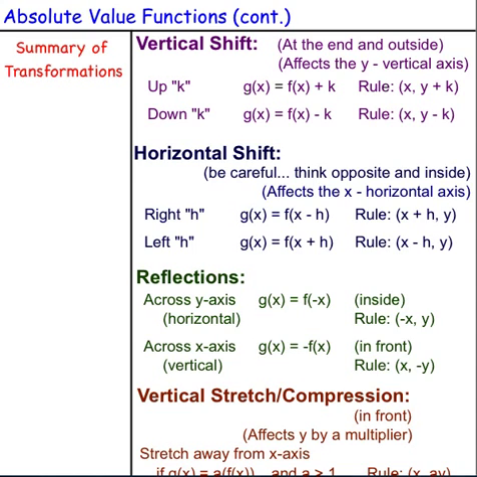Reflections, these are the ones that most of you tended to forget. These are the ones that are going to have the negative value. And just remember, if the negative is inside the parentheses, that is going to be your horizontal reflection, which goes across the y-axis, but it affects the x because it is horizontal and makes it the opposite. Because remember, with stretches and compressions, we don't multiply by a negative multiplier. They're all positive. Now, if it's a vertical reflection, it's going to be across the x-axis, and that negative sign will be out in front, and it will affect the y.